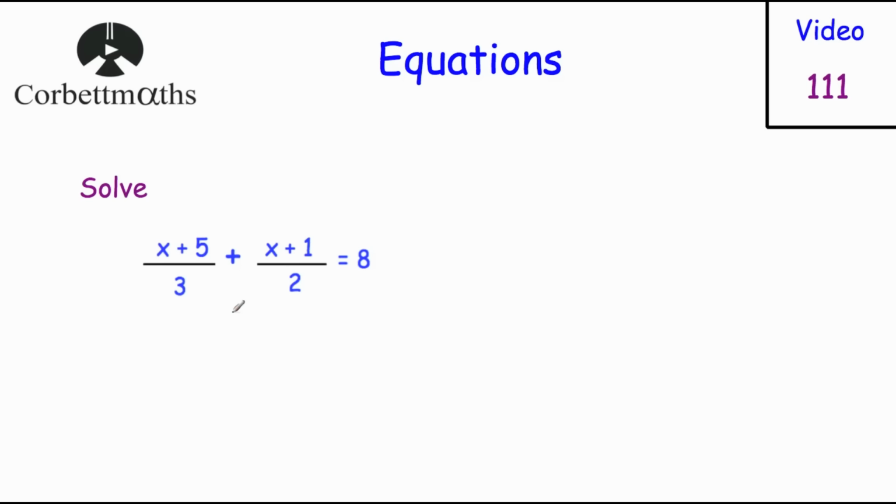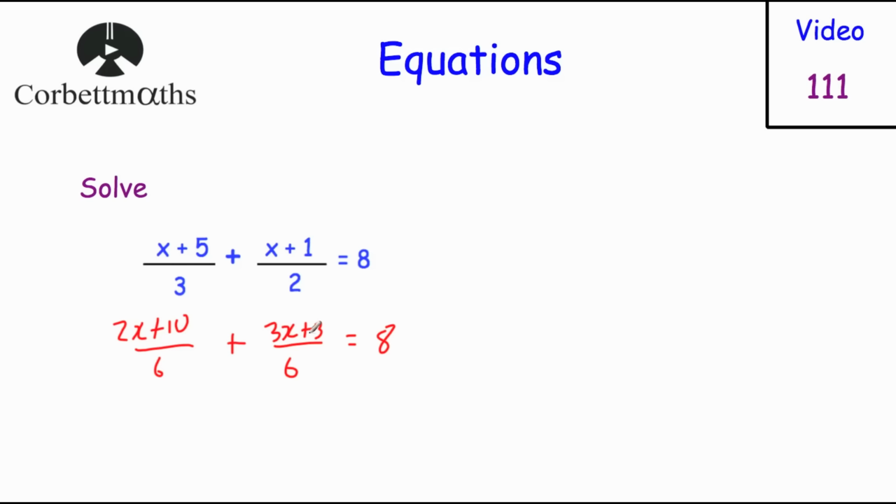So we're going to give them a common denominator of 6 and 6. To get from 3 to 6, you multiply by 2. So let's multiply both of these by 2. So that would be 2x + 10 on the numerator. And for this fraction, to get from 2 to 6, you multiply by 3. So multiplying both of these by 3 would give us 3x + 3 equals 8. So as you can see, we've written both fractions with a common denominator.